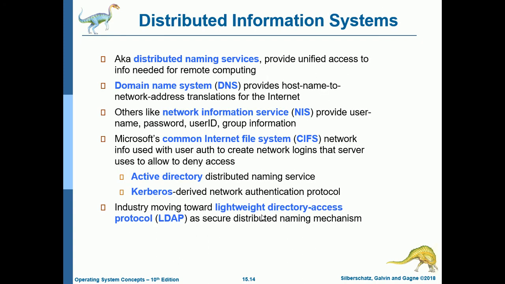Next, we have the distributed information systems, or DIS, also known as distributed naming services, which provide unified access to information needed for remote computing. Next, we have the Domain Name System, or DNS. It provides host name to network address translation for the internet.